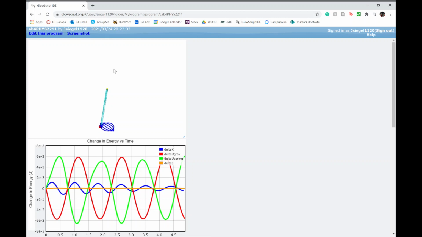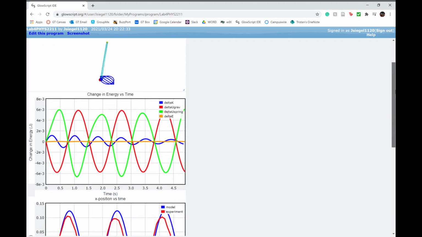The change in energy versus time graph shows all the components of energy, delta K, delta U grav, delta U spring, and delta E over each oscillation. The first question, is the energy principle upheld, is actually answered by this graph. And the answer is yes, because delta E stays constant at 0 the entire time. Energy is not gained nor lost.